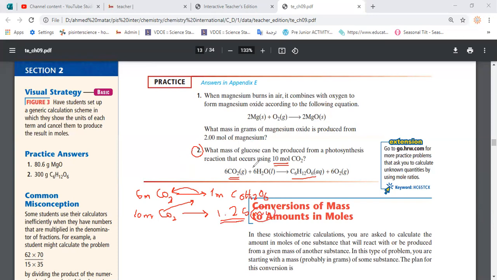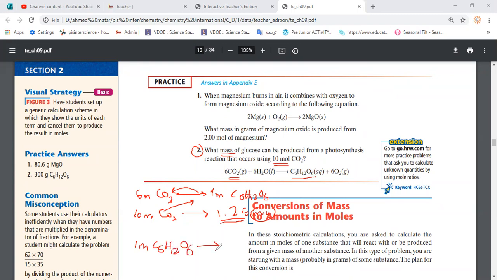Does he ask about moles? No, he asked about grams. How many grams? He asked about the mass. So we must convert these moles into grams. So how could we convert? First we find 1 mole of glucose equals how many grams?